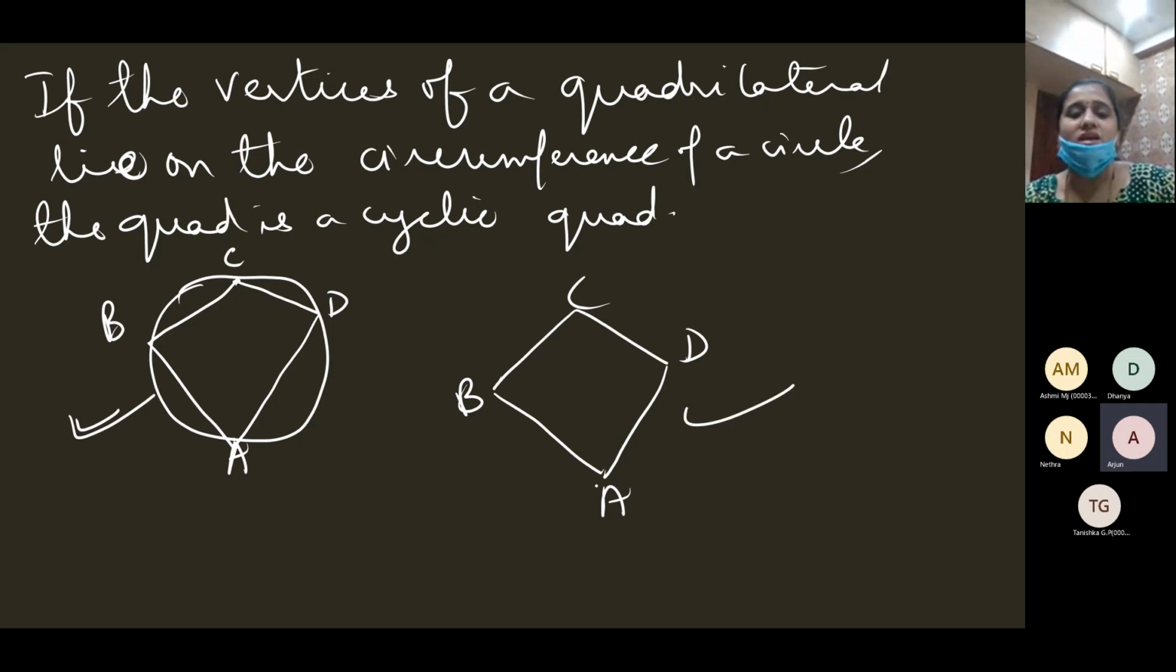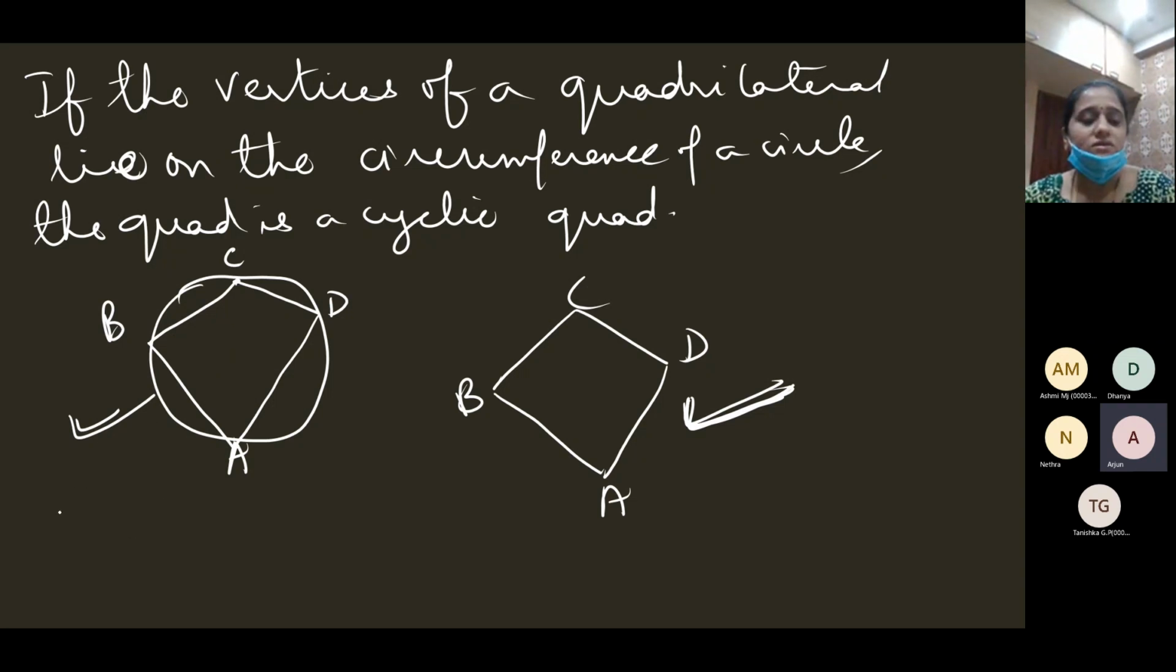If it is given that ABCD is a cyclic quadrilateral, then it shouldn't be like, where's the circle? The circle need not always be shown. Do not understand that a cyclic quadrilateral should always come with the circle. No. If it is given that ABCD is a cyclic quadrilateral, that means you can draw a circle passing through the vertices A, B, C, and D. Got it, children? Yes, ma'am.